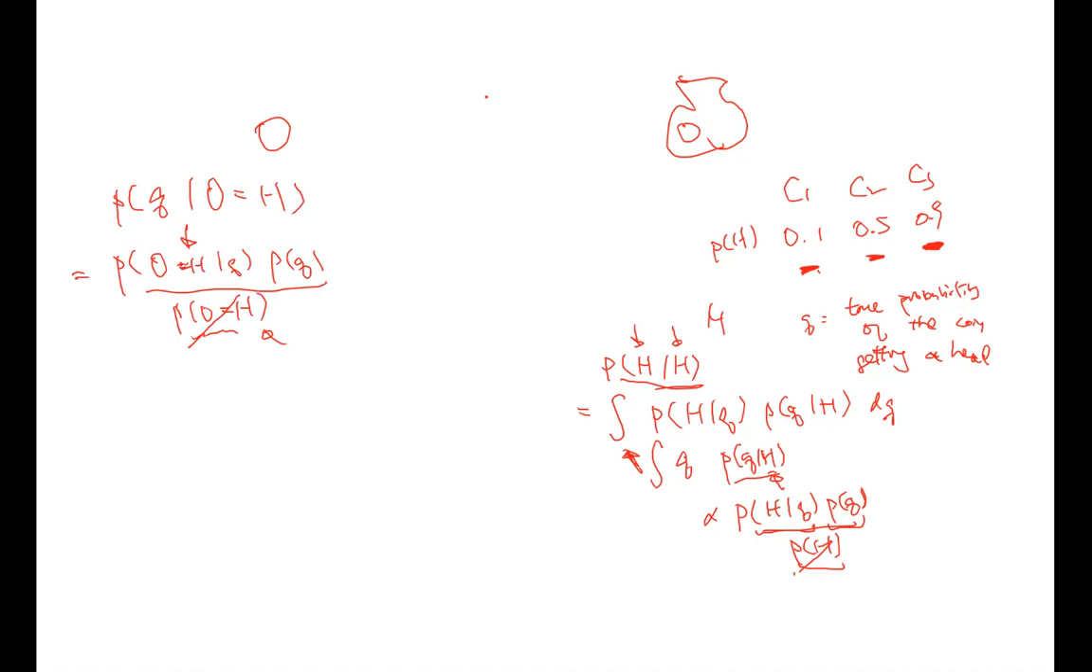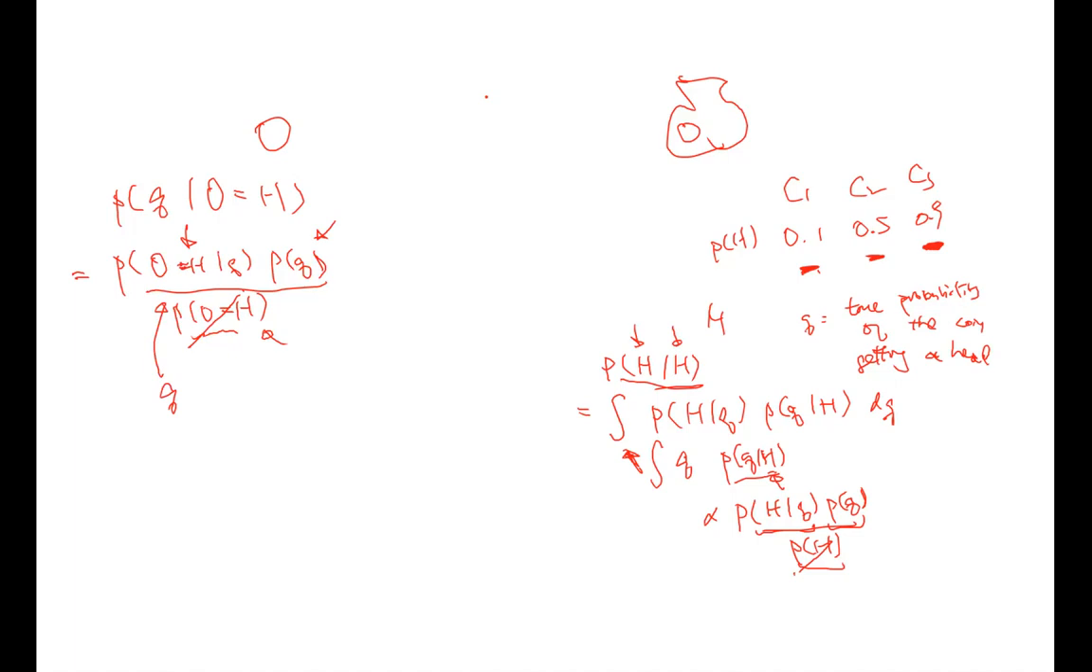So now for this one, previously I have the prior, and I have the likelihood function here. And the likelihood function in this case is simply, if I have Q here, P(O equal to H) is simply equal to Q, right? Simply equal to Q, there's nothing else.